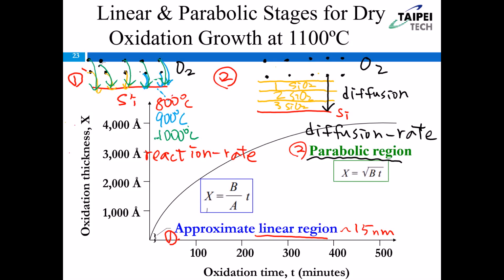Because when the blocking layer is thicker and thicker, you see, the oxygen must pass through the silicon dioxide, then it will come into contact with the silicon surface here. So it takes some time. That's the reason the growth rate becomes slower. Okay? So for the second stage, we say the diffusion rate of the oxygen or the water through the oxide controls the growth rate of the oxidation.